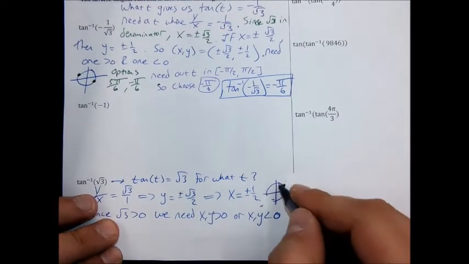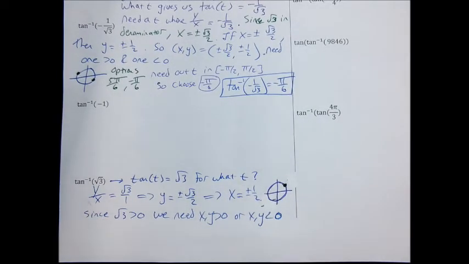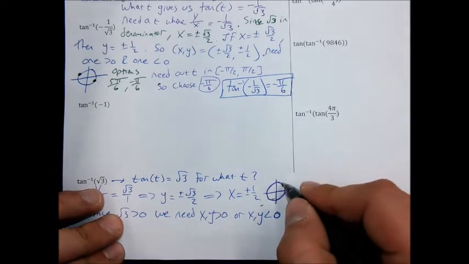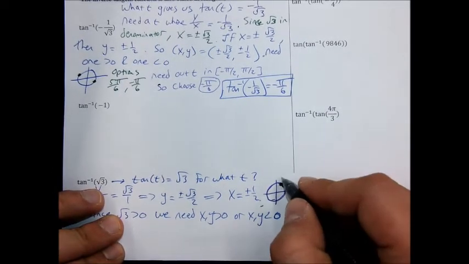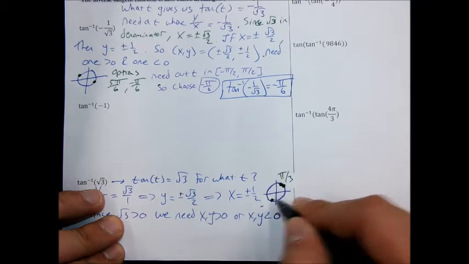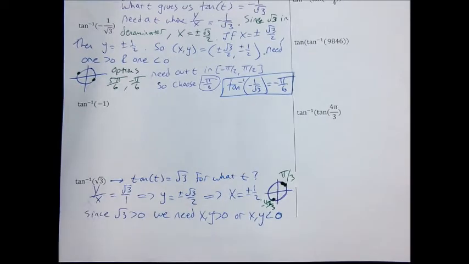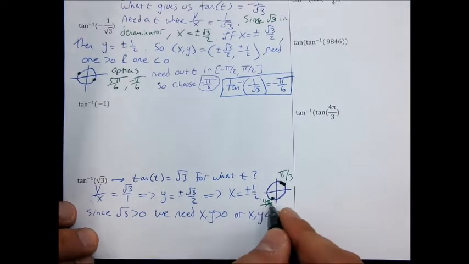Right. And so it'd be the same kind of general areas, but pi over 3 instead of pi over 6. So it'd be a little bit further, so it'd be pi over 3, or 4 pi over 3. Yeah. Good catch.